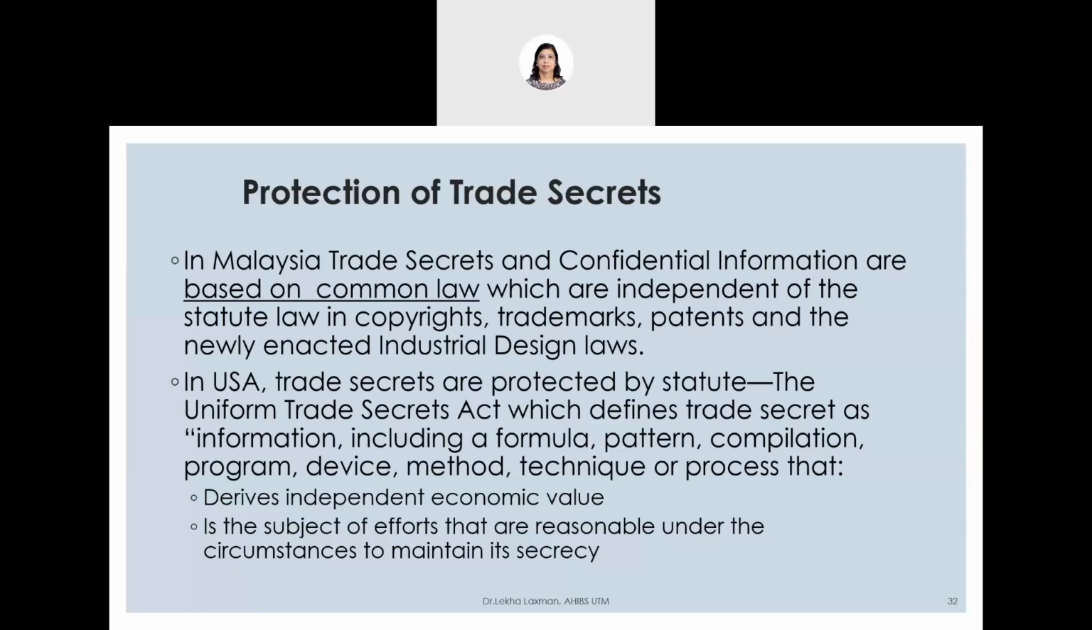And is the subject of efforts that are reasonable under the circumstances to maintain its secrecy. So sometimes a list of clients that you have also has economic value. All right, so can you see the whole range of information that could come under trade secrets, from formulas to a list of clients, right? So it's a wide range.